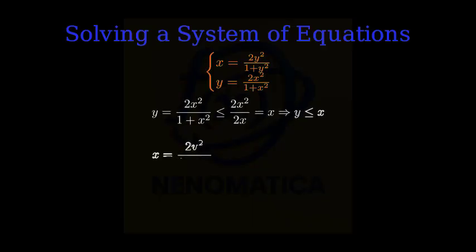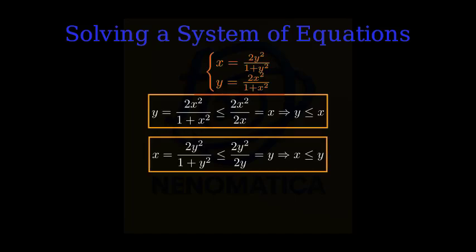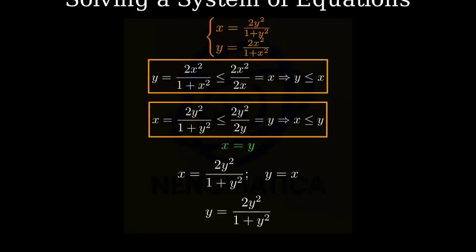We can note some important relationships from the formulas. Looking at our relationships, we have both y is less than or equal to x, and x is less than or equal to y. The only way both these inequalities can be satisfied is if x equals y. Now, we substitute x equals y into one of our original equations. Let's substitute it into the first equation.